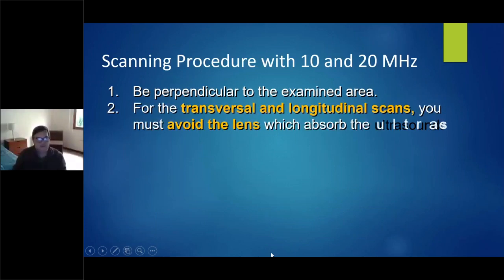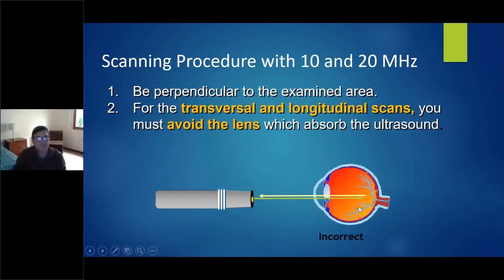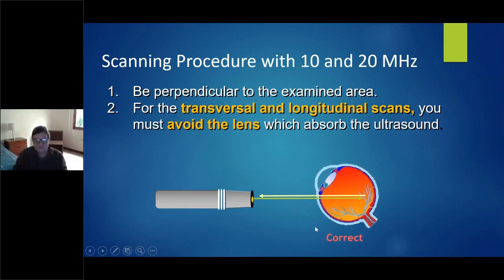For the transversal and longitudinal scans, you must avoid the lens, which absorbs the ultrasound and diverges the sound. It's correct when you pass the lens, you see all the information. If you look, you have more space in this area to make the correct examination.